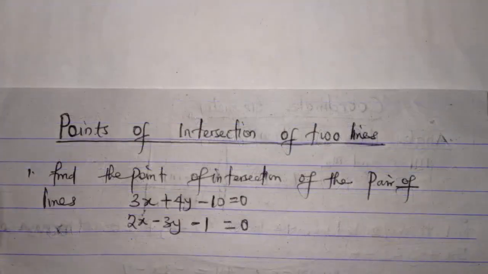Let's now talk about the point of intersection of two lines, the point where two lines meet. If we are given the equations of two lines and we are to find the point of intersection, what we are going to do is solve the two equations simultaneously, to determine the values of x and y.